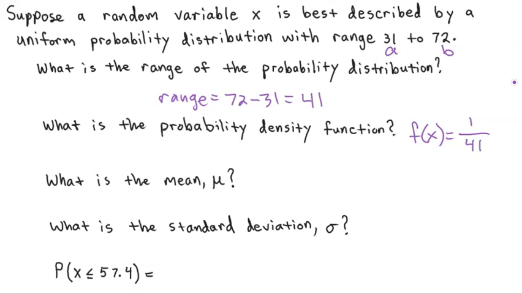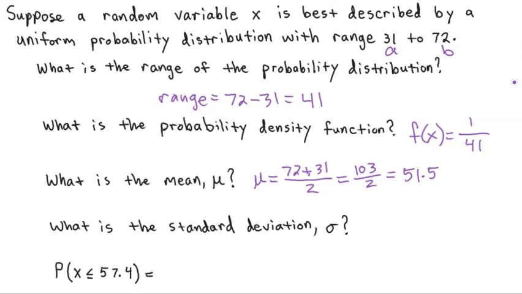All right, we're moving on. What is the mean? Well, the mean, we said, is going to be equal to b plus a, so that's 72 plus 31. We take the larger and smaller number, add them together, and divide by 2. Well, 72 plus 31 is 103. So 103 divided by 2 is equal to 51.5. And therefore, the mean is equal to 51.5.